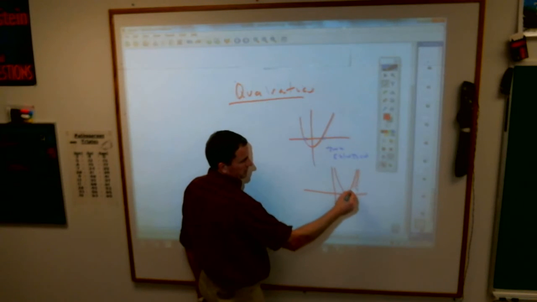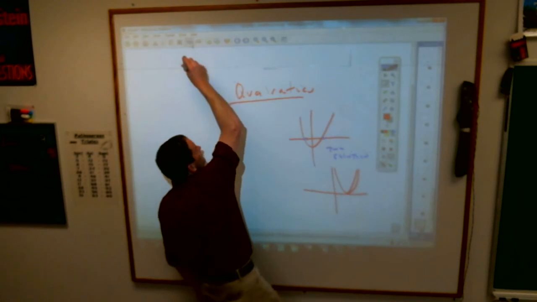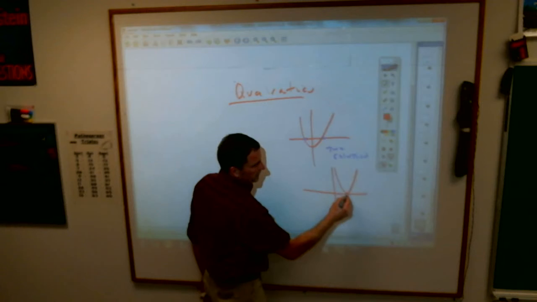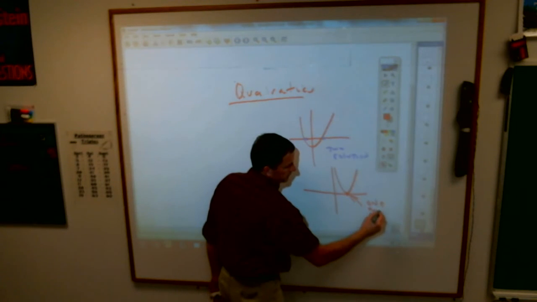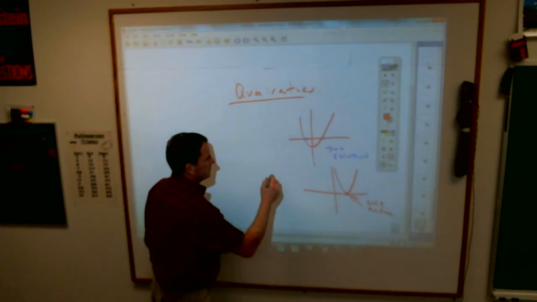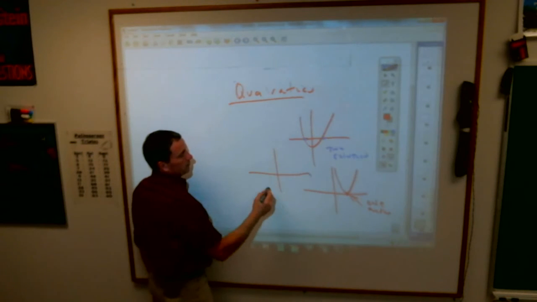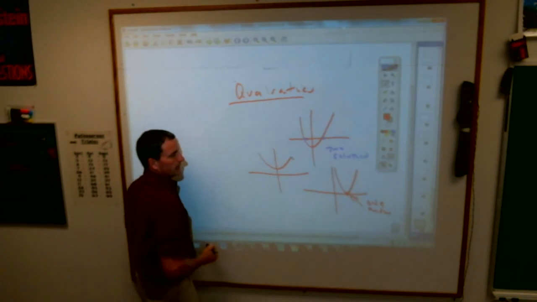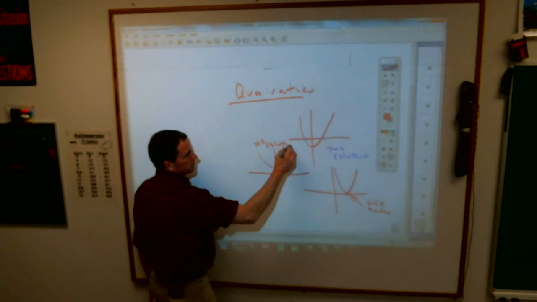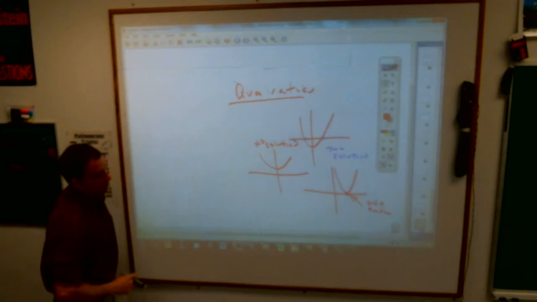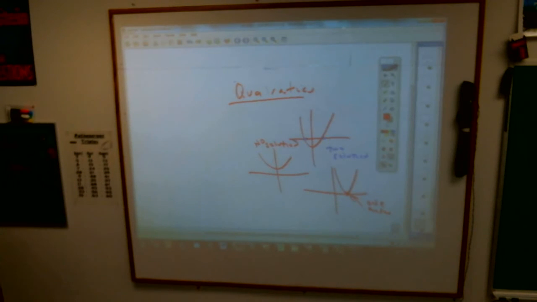Why is this doing this? Which means it only has one answer. Or there's that possibility that when you graph your parabola, it doesn't cross the x-axis, so there's no solution. No answer. So those are your three choices.